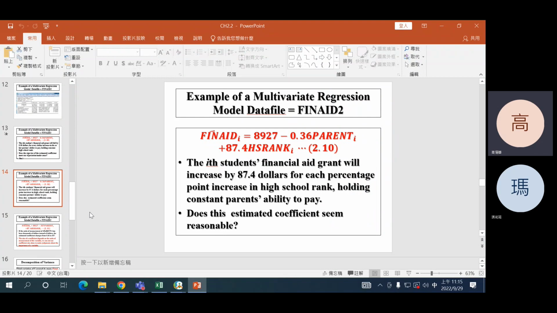Then this is the explanation for this one. A student's financial aid grants will increase by $87.4 for each percentage point increase in high school rank, right? Holding constant parents' ability to pay. Then does this estimation seem reasonable? It is.